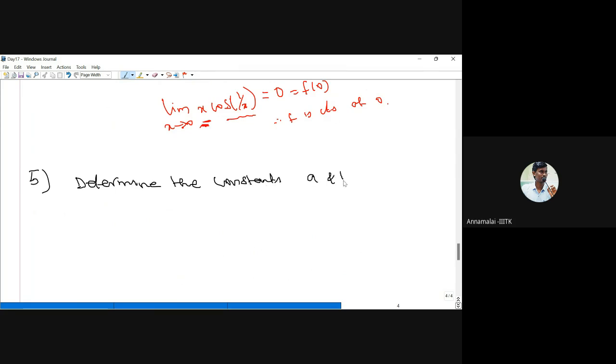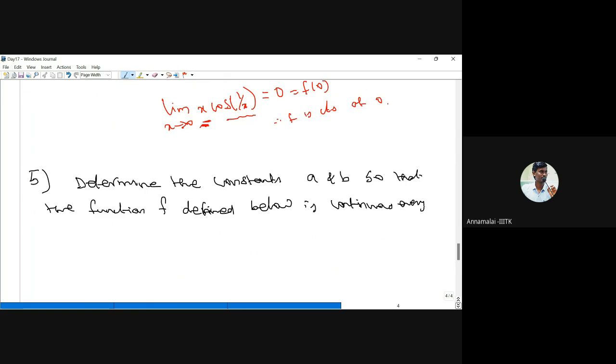Find constants a and b so that the function f defined below is continuous everywhere. That is, every point is continuous. Continuous everywhere. So what is the function?